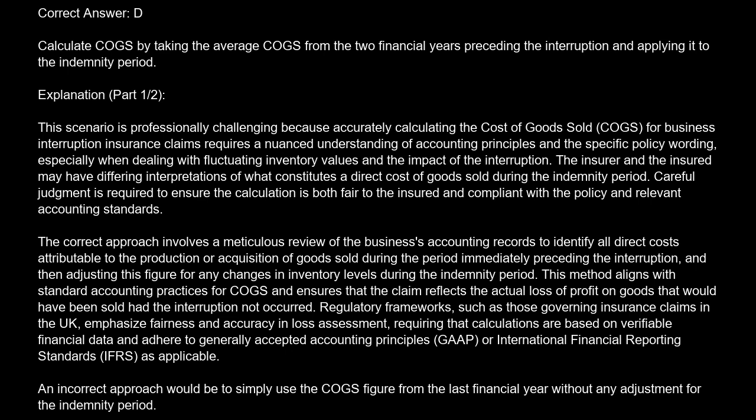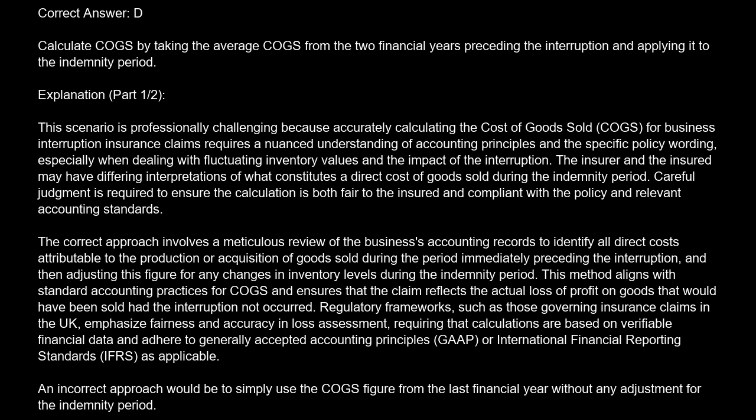indemnity period. Explanation: this scenario is professionally challenging because accurately calculating the cost of goods sold (COGS) for business interruption insurance claims requires a nuanced understanding of accounting principles and the specific policy wording, especially when dealing with fluctuating inventory values and the impact of the interruption. The insurer and the insured may have differing interpretations of what constitutes a direct cost of goods sold during the indemnity period. Careful judgment is required to ensure the calculation is both fair to the insured and compliant with the policy and relevant accounting standards.